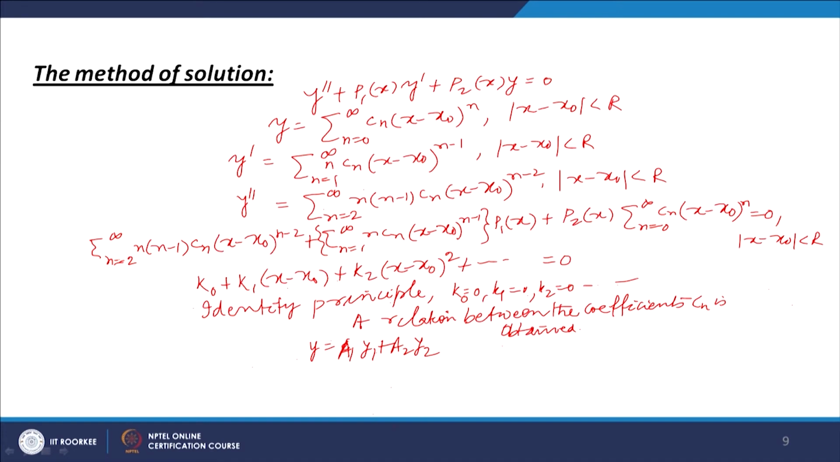So, y equal to A1 y1 plus A2 y2 will then give the general solution of the given differential equation. Now, we shall be finding the power series solution for a homogeneous linear differential equation with variable coefficients. So, P1(x) and P2(x) will be taken as polynomial coefficients here.